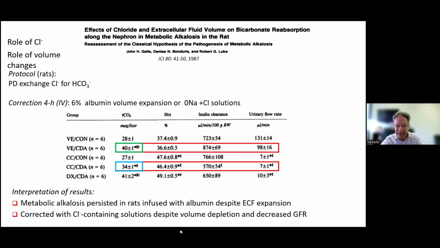But with the chloride-containing solutions, despite the fact that they were still volume depleted, just giving chloride corrected or helped correct the metabolic alkalosis. So again, there's something unique about chloride.